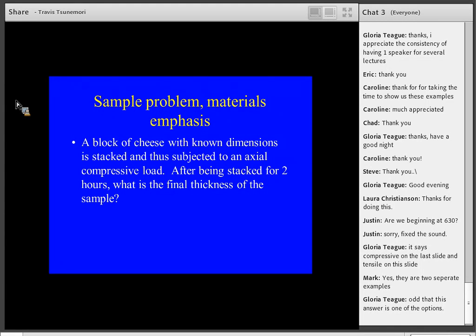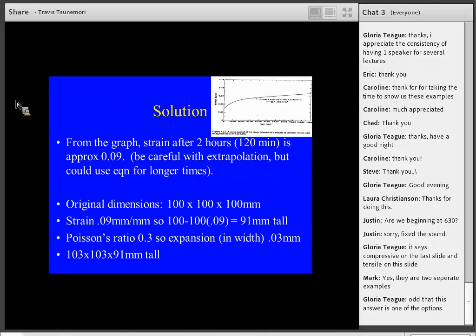All right, so here's another sample problem. Sample problems can't get too crazy, but they can ask you to address some of these types of properties. A block of cheese with known dimensions is stacked, subjected to an axial compressive load. After being stacked for a period of time, 2 hours, what is the final thickness of the sample? Now we've got a time component. We need to go and find one of these graphs with the time aspect on it. So we'll use that same graph. We go 2 hours over, 120 minutes.